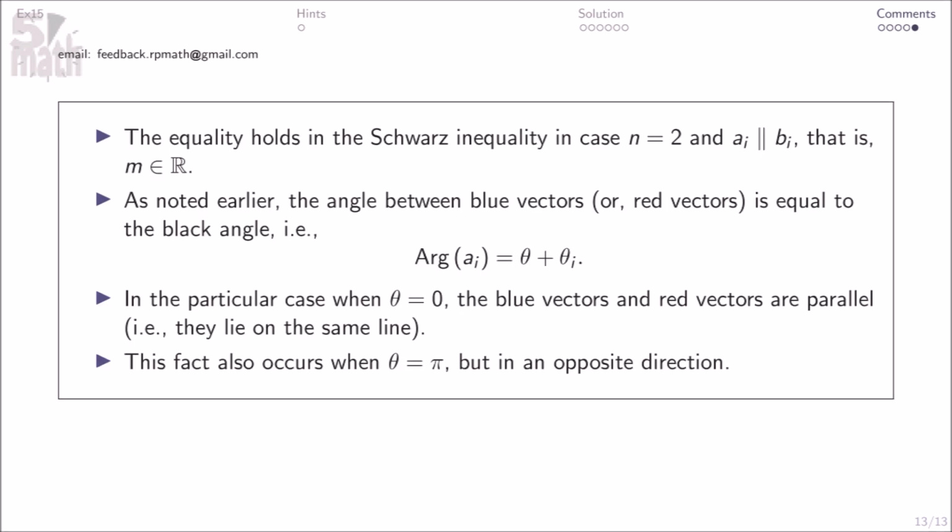The equality holds in the Schwarz inequality in case n equals 2, and aj is parallel to bj, that is, bj equals m aj, where m is an element of the real numbers. As noted earlier, the angle between the blue vectors or red vectors is equal to the black angle, that is, arg aj equals theta plus theta j. In the particular case when theta equals 0, the blue vectors and red vectors are parallel, that is, they lie on the same line. This fact also occurs when theta equals pi, but in the opposite direction.